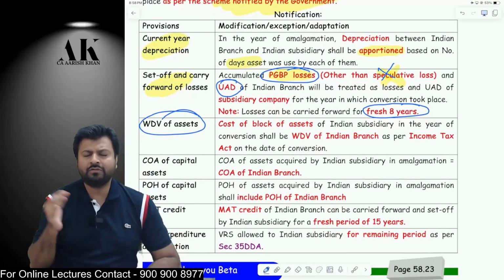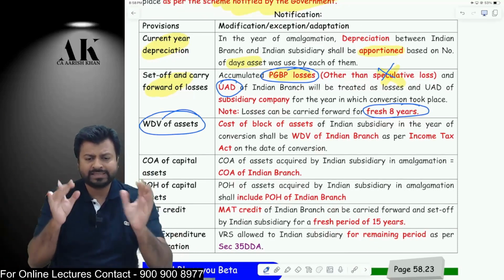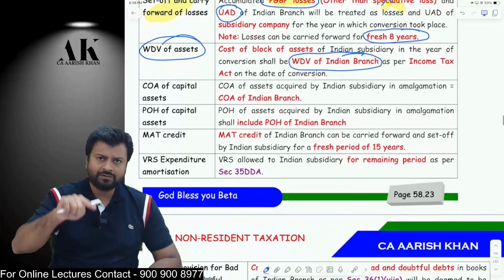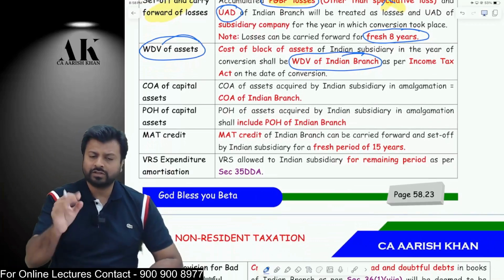Sir, what will be the WDV of the assets in the hands of the company? It will be same as the WDV in the hands of the Indian branch. Whatever is WDV in the hands of the Indian branch, that will become the WDV in the hands of the Indian company for the purpose of depreciation.